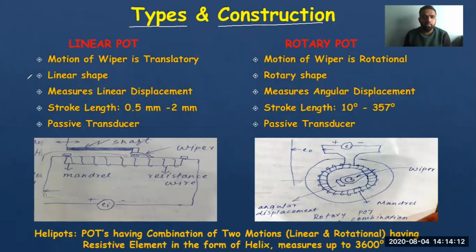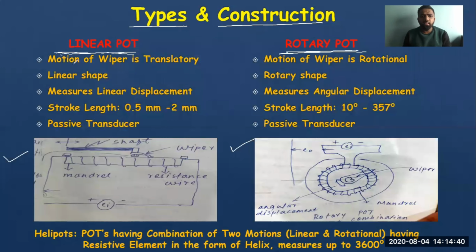Now there are two types. One is called linear potentiometer, another is rotary potentiometer. I have just taken the diagram from the book that I made the notes from, because I was not getting a proper diagram to explain this. A line diagram was not possible for me to find, so I have taken the diagram. More than this diagram, I'll explain everything in the OneNote also. So there are basically two types: one is linear pot and another is rotary pot.